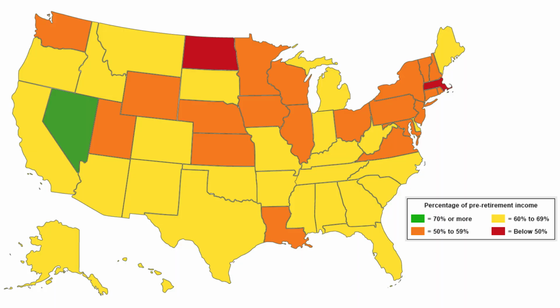And it turns out that this is a problem across America. If we look at the map of the United States, the red states, North Dakota and Massachusetts, people are living on 50% or less of their pre-retirement income. So if they're making $100,000 a year before retirement, now they're retiring, they're living on $50,000 or less per year. The orange states are a little bit better at 50 to 59%, yellow at 60 to 69%, and green 70% or more. The only state that falls into that category is the state of Nevada. So this is a problem across the United States.